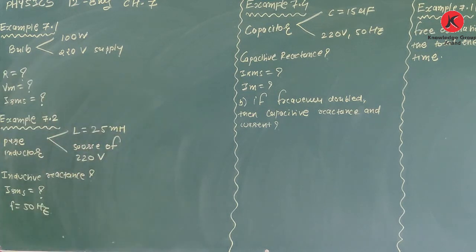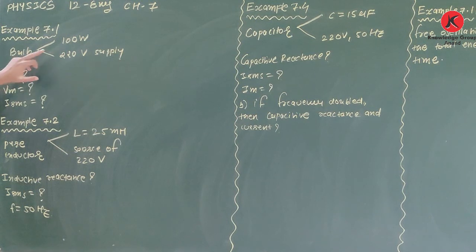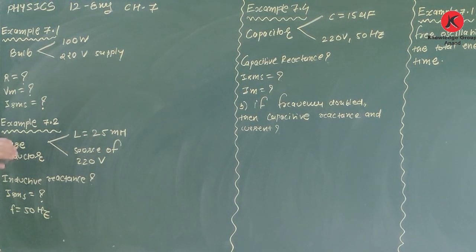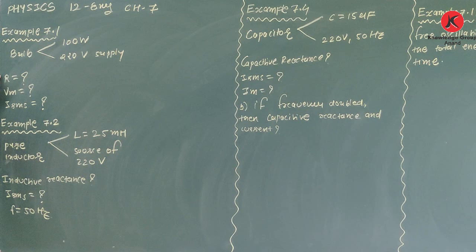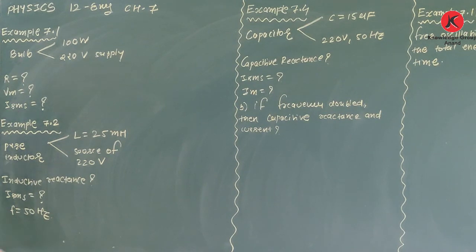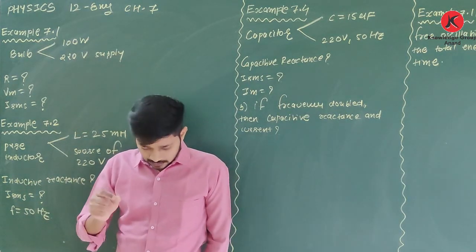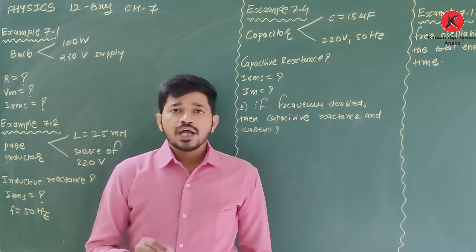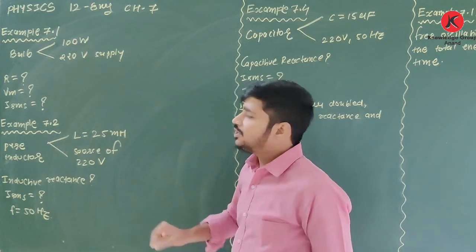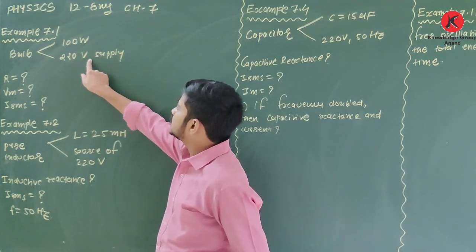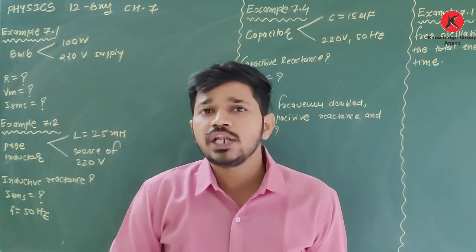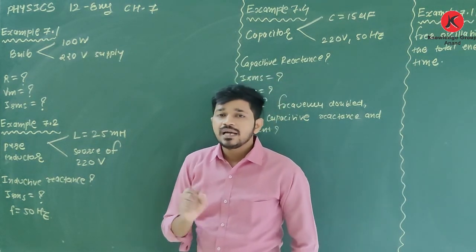See, example 7.1. One bulb is rated as 100 watt, 220 volt supply. You have to find the resistance of the bulb, the maximum or peak value of voltage, and the IRMS current. First of all, in AC questions, if you are given a voltage supply, here 220 volt supply, it means it is the RMS value.